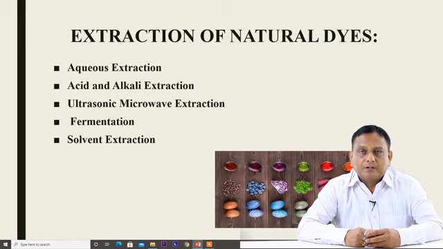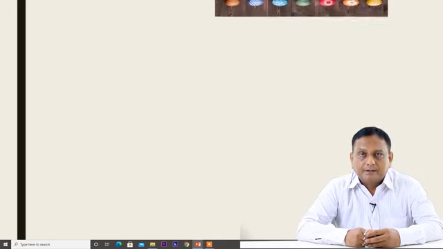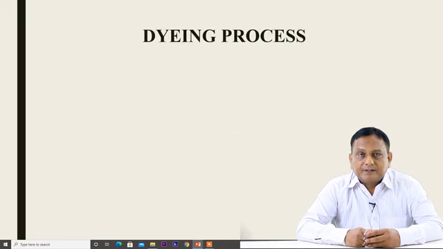It is very important to get the purification, because a lot of additional or natural impurities are present in those roots, barks, flowers, etc. Those need to be separated out to get uniformity in the color, and those impurities may hamper different functional properties also. So those need to be removed, and we should get the clear solution of the natural dye, which we call a purified solution. And then the dyeing process starts.